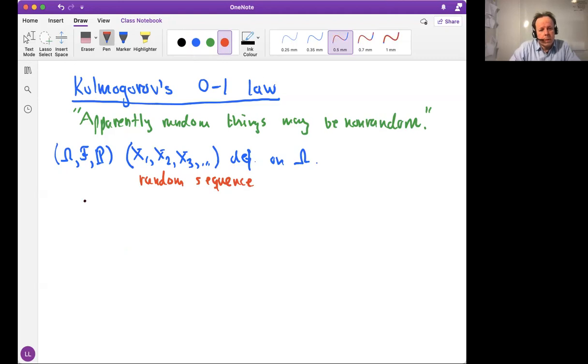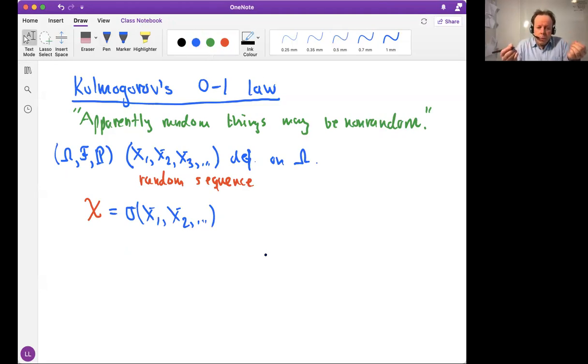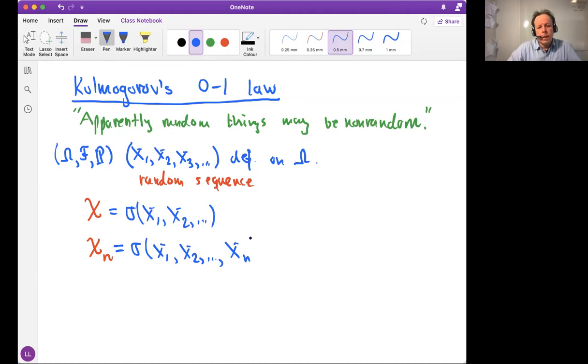Then we could think of defining what is the information content in this sequence, and let's define some notation. So let's define X as the sigma algebra generated by this full sequence. So this is the smallest sigma algebra on omega, such that each of these random variables is measurable. We could also define what information can be collected by observing a truncated sequence. That's what we will observe in the real world. So in the real world, we never observe anything up to infinity. We observe it to some finite value n.